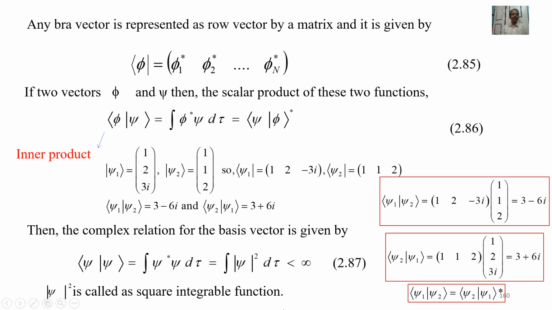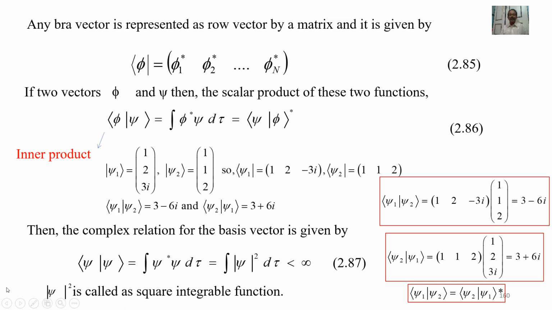Now we will calculate the product of psi 1 and psi 2, that is, bra psi 1 with ket psi 2. Look over here. We have 1, 2, minus 3i, and 1, 1, 2. Ordinary matrix multiplication will give us 3 minus 6i. So bra psi 1 with ket psi 2 is nothing but 3 minus 6i.